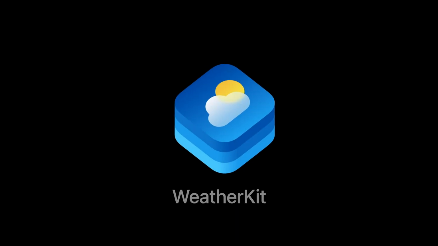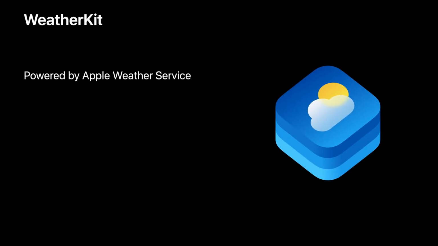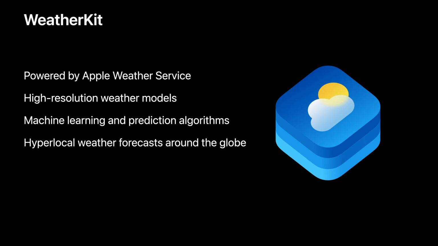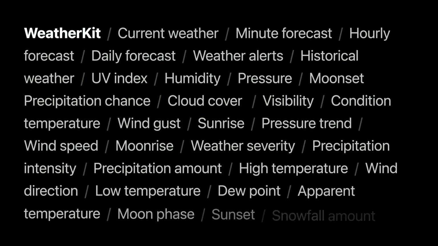WeatherKit is powered by the all-new Apple Weather Service, a world-class global weather forecast. It uses high-resolution weather models and machine learning and prediction algorithms to give you hyperlocal weather forecasts around the globe. With Apple Weather Service, we have access to a lot of data, and all of this is available to you through WeatherKit. Accurate weather data requires location information, and keeping that data private is a shared responsibility.